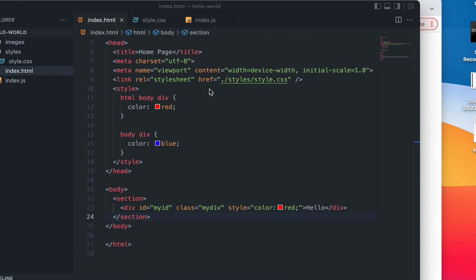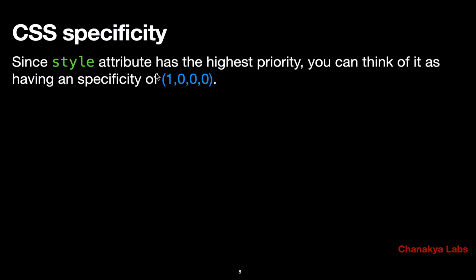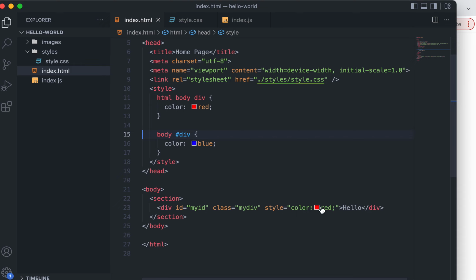So whatever be the specificity of these things, like 003, 002, even if you have something like id, let's say body and hash div, then it is going to have specificity 1 0 1. Then you can understand that this is 1 0 1, this is like units place, tens place, hundreds place. But this style attribute in a sense has like 1 0 0, so this is higher than all of them. That's why this thing will take more priority above everything else. So you can mentally understand that.